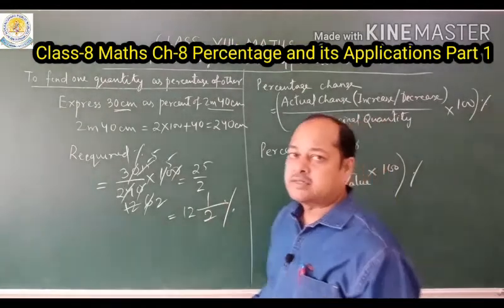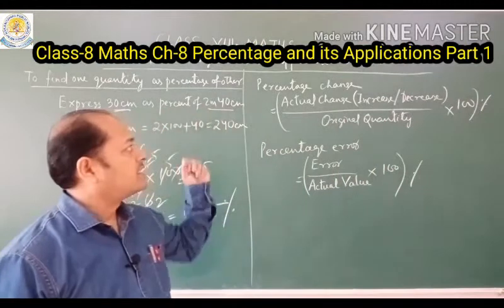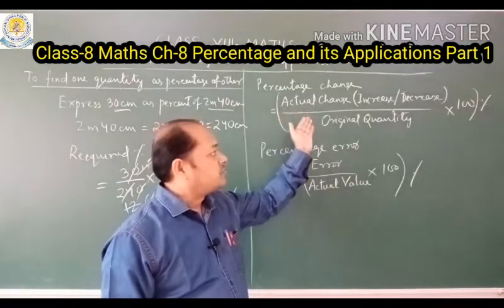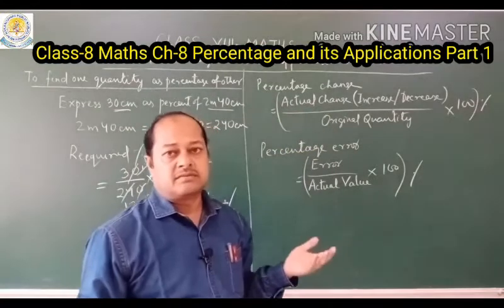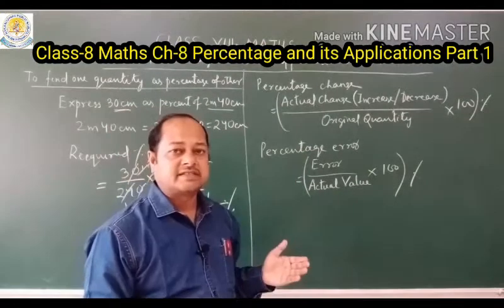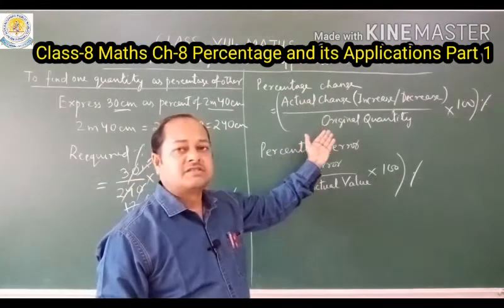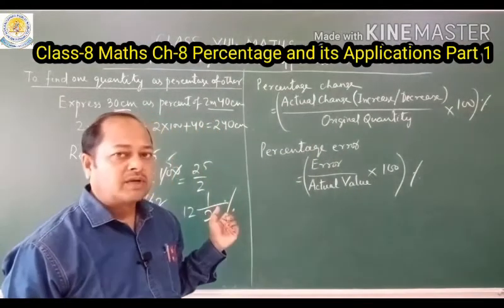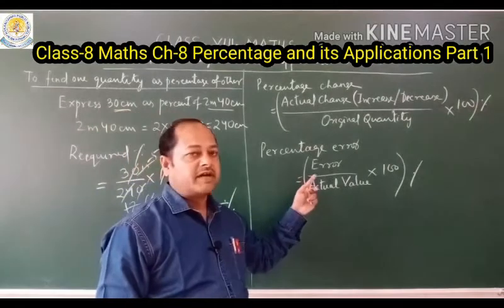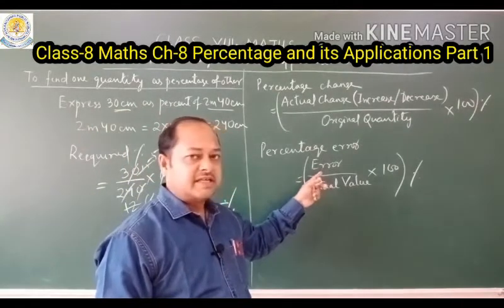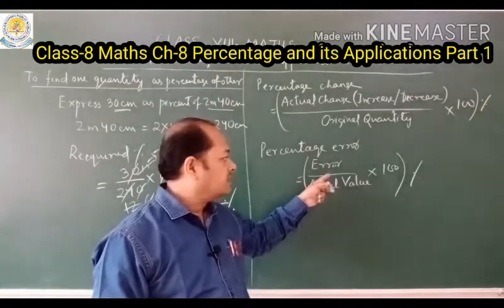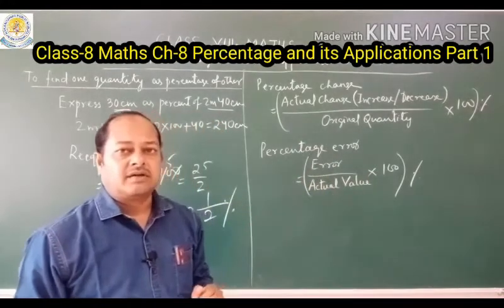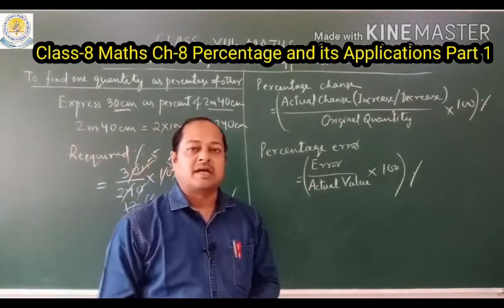Now adding to our discussion, let us learn two more formulas. If percentage change we have to find out, percentage change formula is actual change. Actual change means the difference of the increase or decrease, the difference amount upon the original quantity into 100 is the formula of this percentage change. And one more formula, that is called percentage error. We have to find out how much error percentage. So first we have to find out the error, then error by the actual value into 100 is the percentage error. Okay, we will use it further in our word problem.